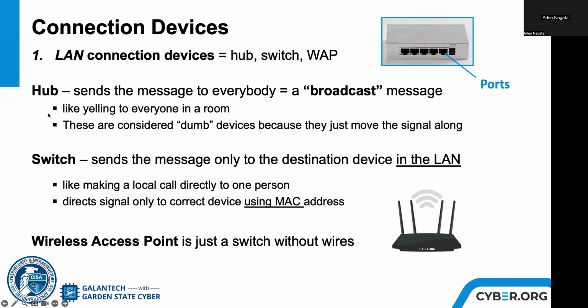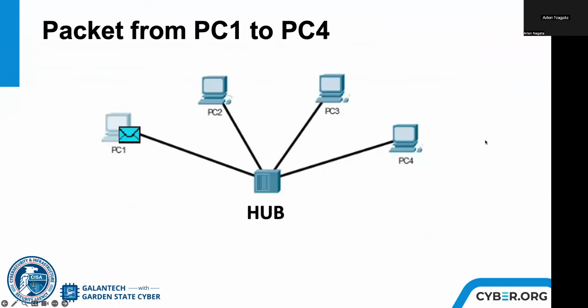There's a difference between hubs and switches. Hubs send every message to every computer on the network. It's kind of like yelling in a room. Everybody hears all of the messages. A switch is much better than a hub because a switch sends the messages only to the computer that you're trying to talk to. And a wireless access point is just a switch without wires.